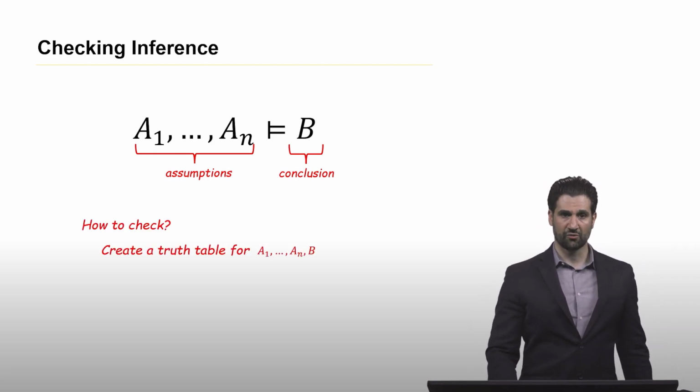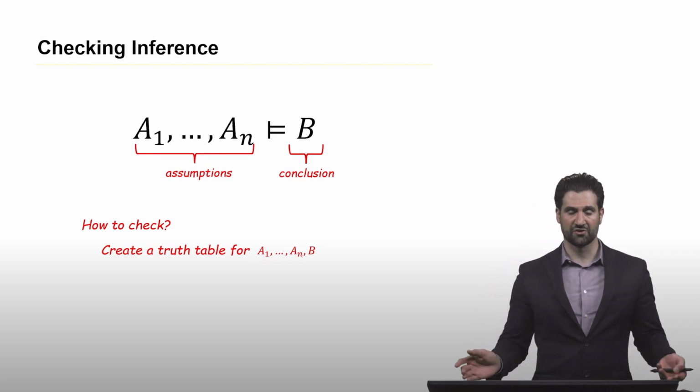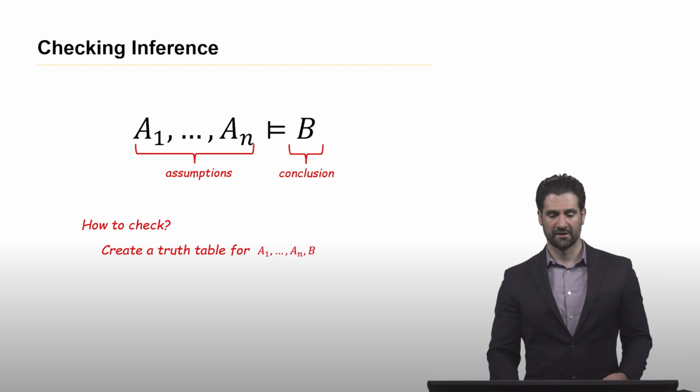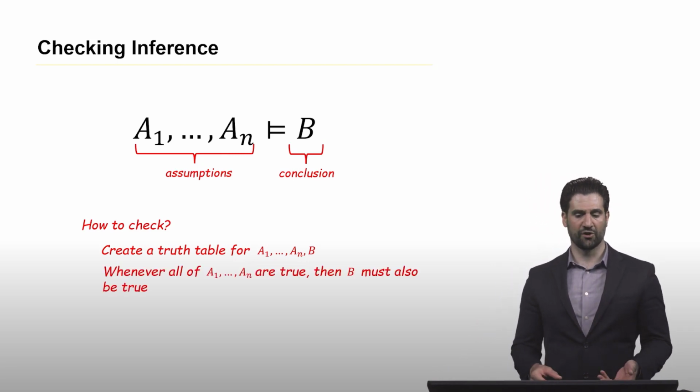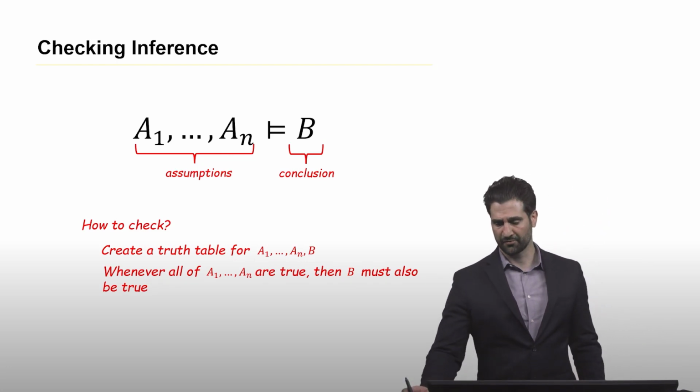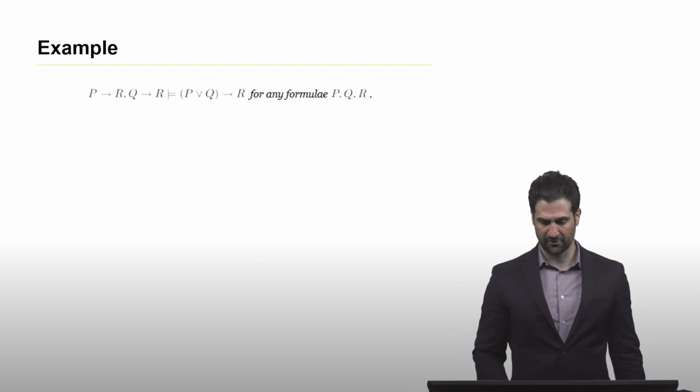And so how do we check? Well, a really easy way to check is to create a truth table for A1 through AN and for B. And whenever A1 through AN are all true, then B must also be true. And that's the check that needs to be performed.